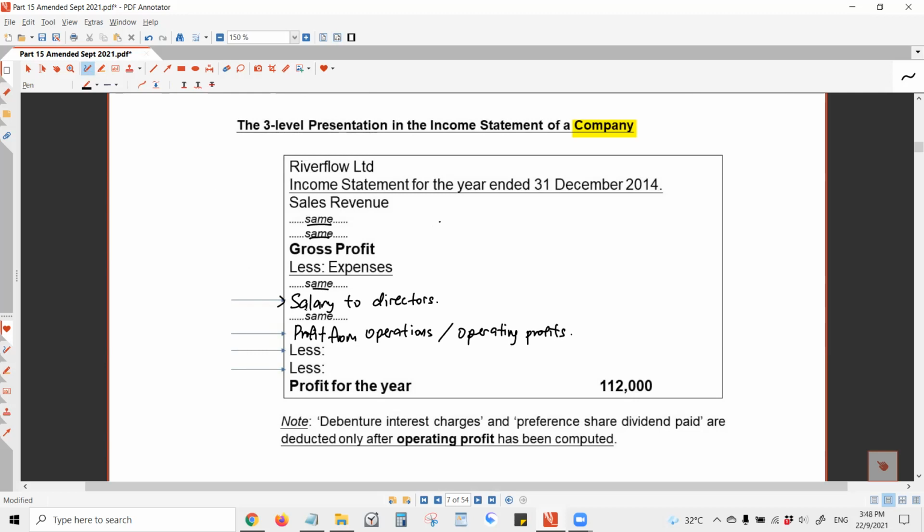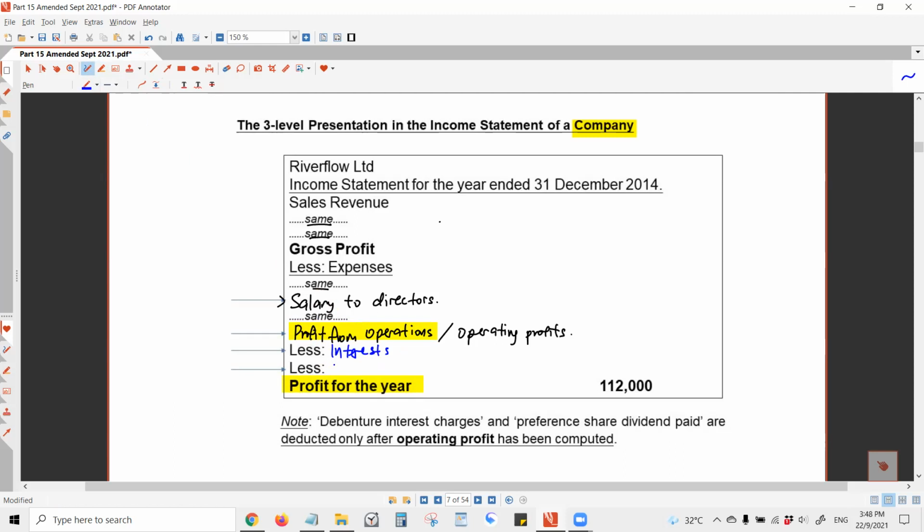Okay, and in between profit from operations and profit for the year, you must know what is in between these two. The first one, you write together with me. You must less, means minus, right? The first item that comes after profit from operations must be interest first. Interest for any loans, interest for debentures, interest for any loans, okay? Interest will come here first.